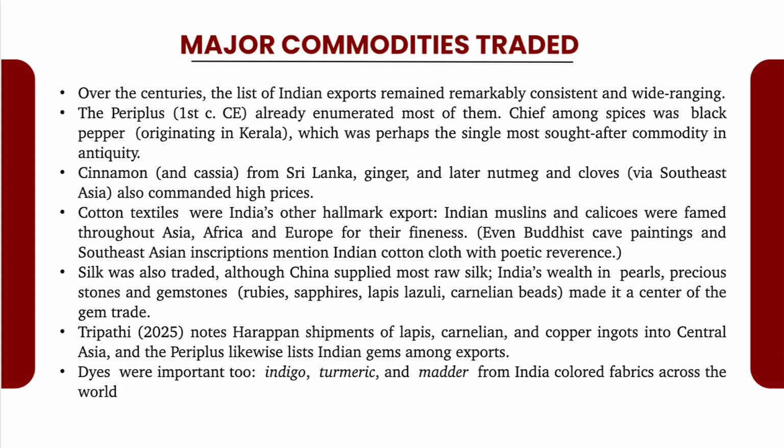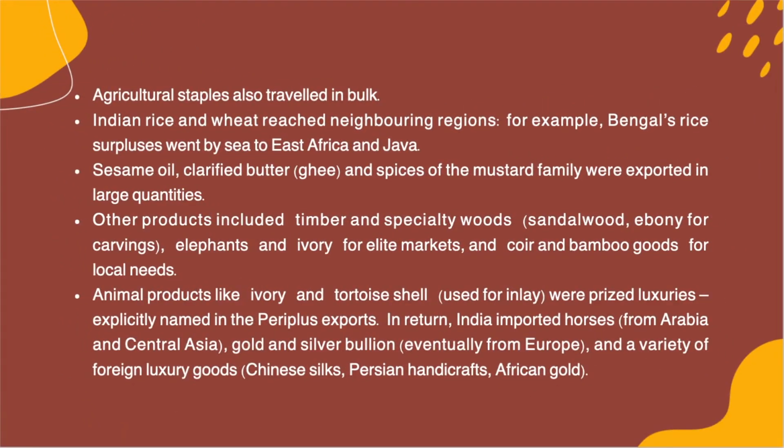One of the research papers notes Harappan shipments of lapis, carnelian, and copper ingots into Central Asia, and the Periplus likewise lists Indian gems among exports. Dyes were also important, like indigo, turmeric, and madder from India, which colored fabrics across the world. Agricultural staples also traveled in bulk, like Indian rice and wheat reaching neighboring regions. Sesame oil, ghee, and spices of the mustard family were exported in large quantities.